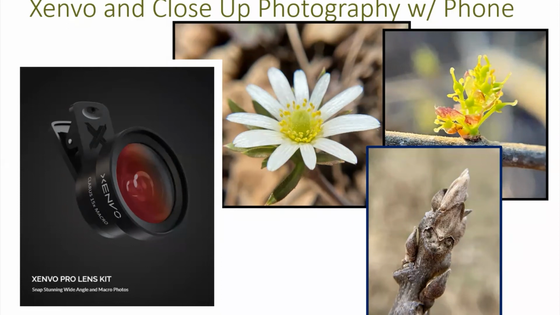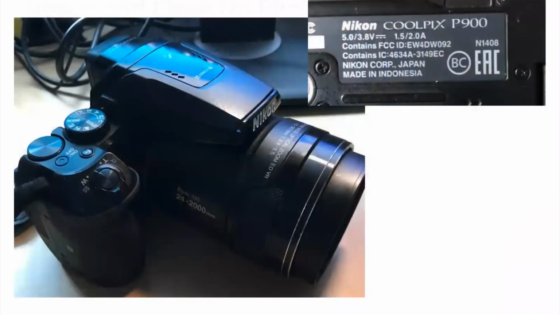But this thing, it's called a Zenbo, that's how I pronounce it, is spectacular for taking close-up things, plants, small insects, things like that. Again, test it out. And then the camera that I've been using is a P900. You don't have to have a super expensive camera that's got a big zoom on it. The nice thing about this camera, which of course they don't make anymore, is it has GPS coordinates built in.